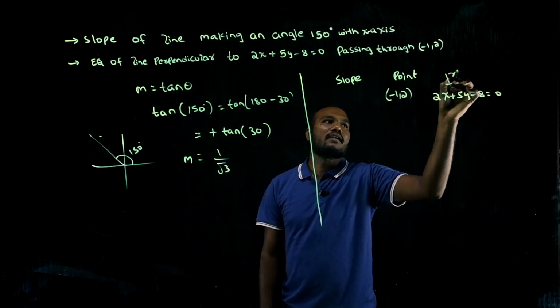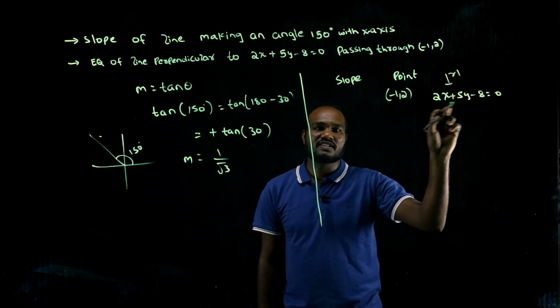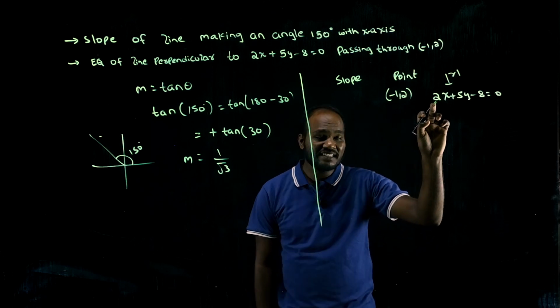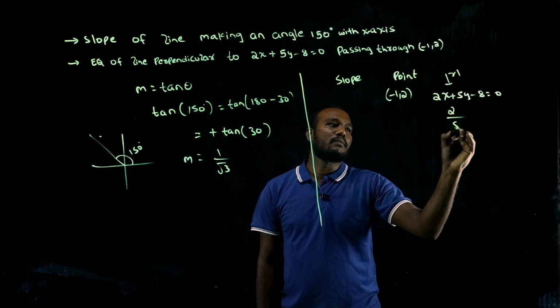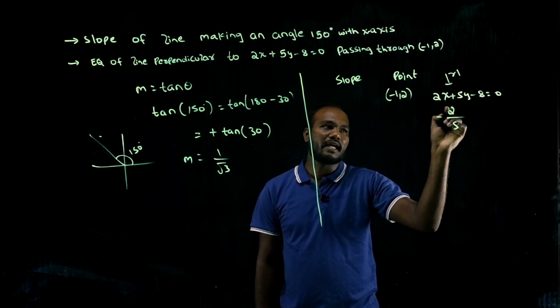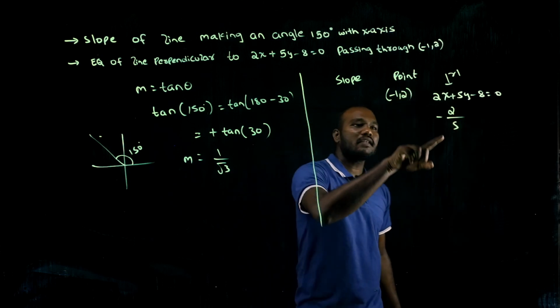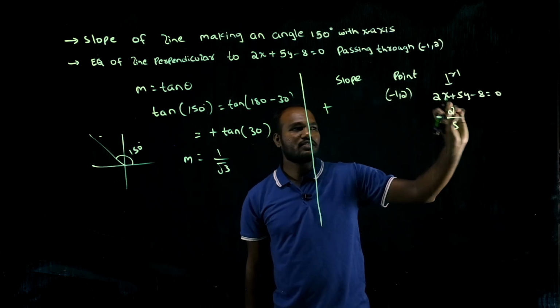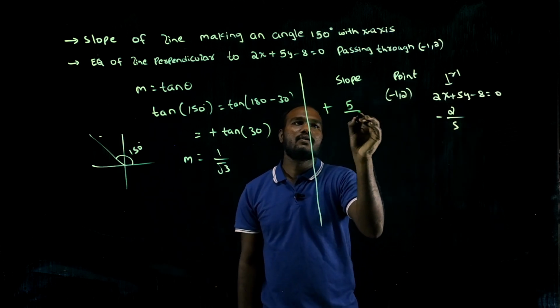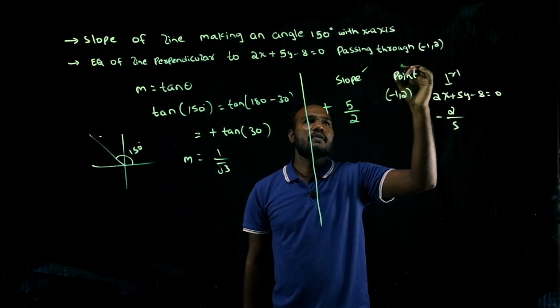If it is a perpendicular, what is the slope of this? First thing you have to do is find the slope of this line. So how to find slope of this? x coefficient divided by y coefficient. If there is a plus, take negative. If it is a perpendicular, we have to reverse everything. If there is a minus, we have to take positive. And also we have to reverse this. 2 by 5 reverse is what? 5 by 2. Now we have slope, now we have point.